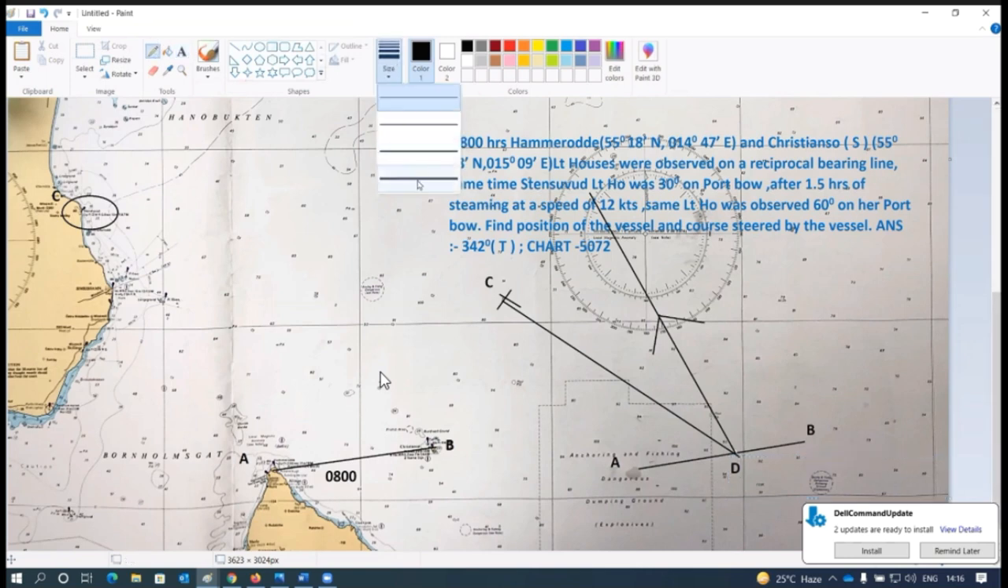So now, suppose my vessel is steering like this, and that C point is the Stenshuvud lighthouse, and these are 30 degrees on port bow, as per the question. After 1.5 hours at a speed of 12 knots, that means 18 miles. After 18 miles, suppose the vessel comes here, to point E, and at that time it was 60 degrees on port bow. So this angle is 60 degrees.